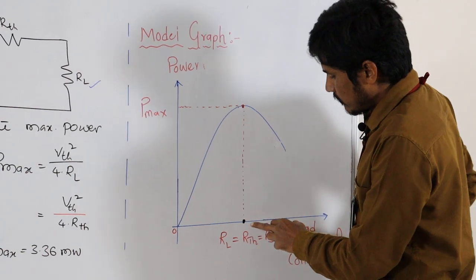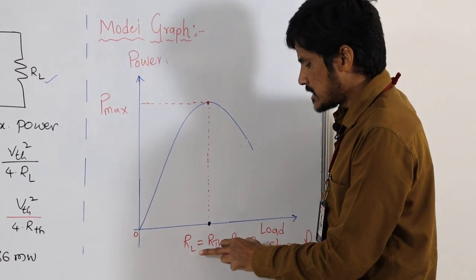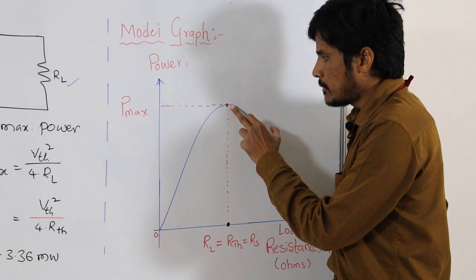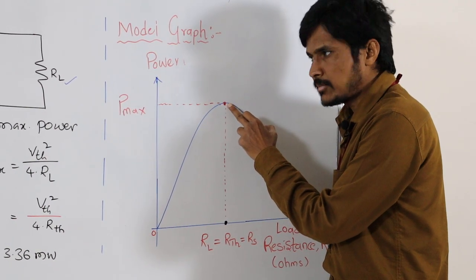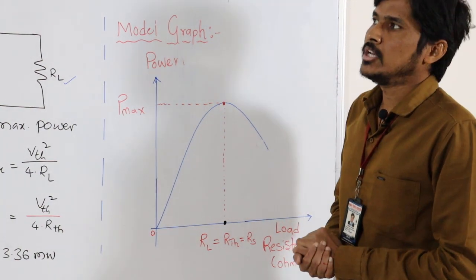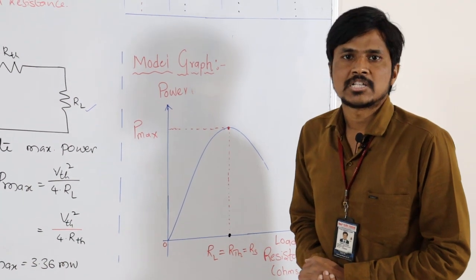At one point, when the load resistance equals RThevenin, we are going to get the maximum power. That is nothing but 3.36 milliwatts only. So, in this way you can conclude the maximum power transfer theorem.